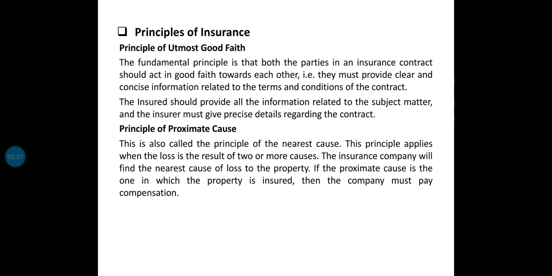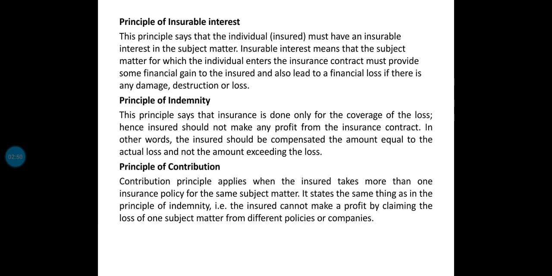The following principle is the principle of indemnity. This principle says that insurance is done only for the coverage of the loss. Hence, the insured should not make any profit from the insurance contract. So, in other words, the insured should be compensated to the amount equal to the actual loss and not an amount exceeding this loss. The following one is the principle of contribution.